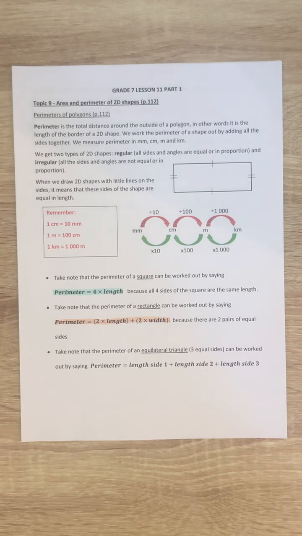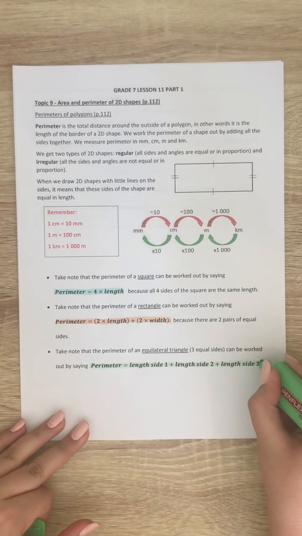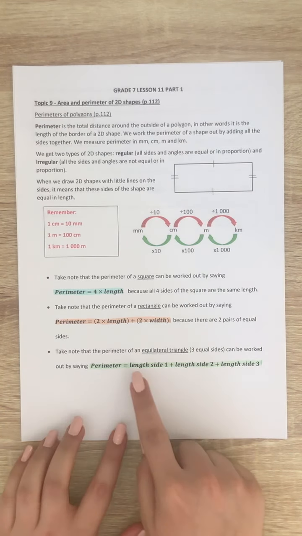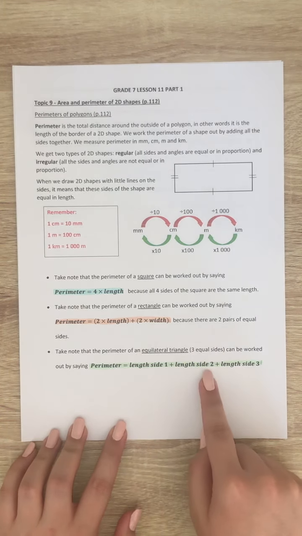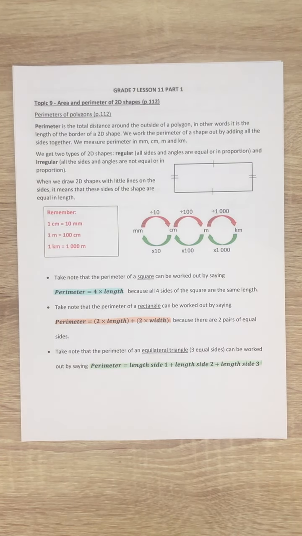All right, and then the last thing, it says take note that the perimeter of an equilateral triangle, now please take note that's a triangle with 3 equal sides, can be worked out by saying, and here's the formula, the perimeter of an equilateral triangle, this works the same with any triangle, we just add the sides together. So we're going to say length of side 1 plus length of side 2 plus length of side 3, and that will give us our total perimeter.